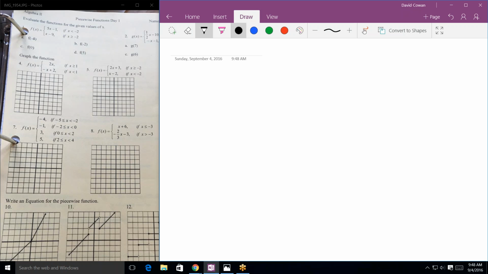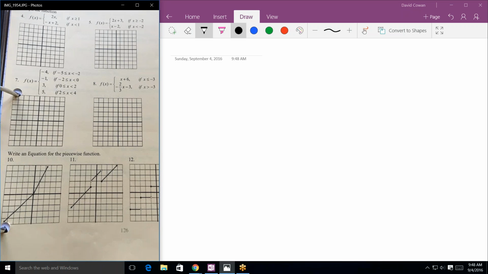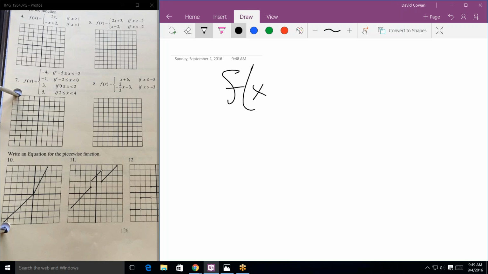Okay, let's see. We only have 12 minutes. I think we ought to do some of these at the bottom, going the other way. I agree. Let's do this one. Notice number 10 is continuous. It is, but it's still piecewise because it's two different linear functions. You can see the slope is different on this one and the slope is different on this one. So what we're going to do, our f of x is going to be equal to, and let's start in the upper right.